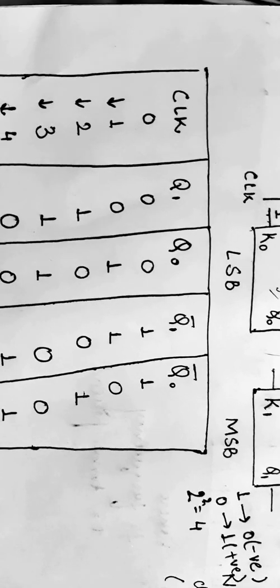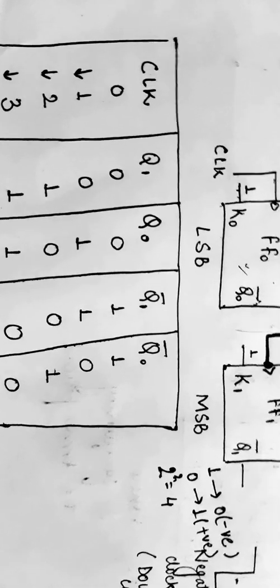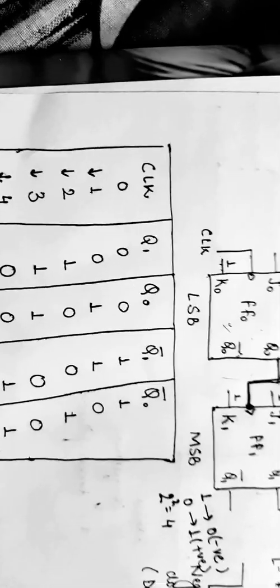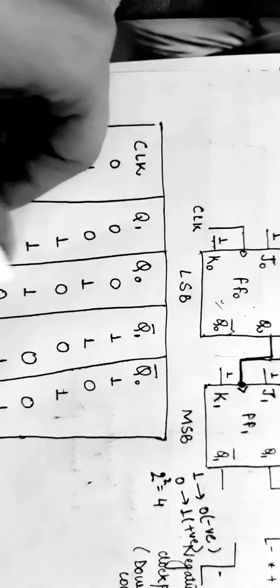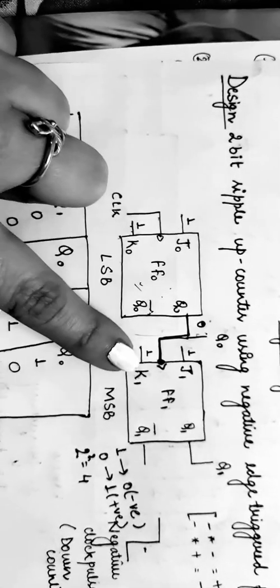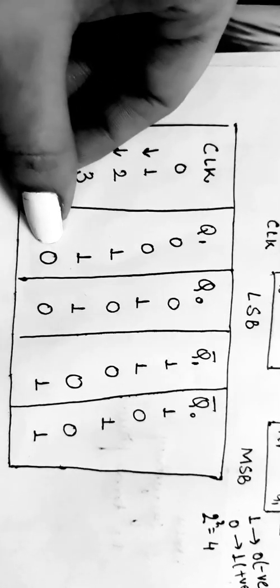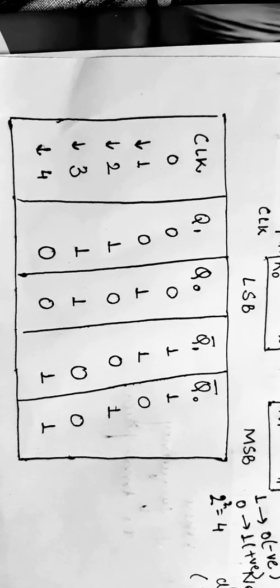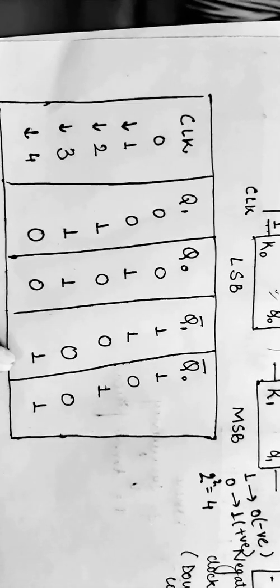Clear? Now when we apply the fourth clock pulse, we see over here, at Q0 we'll get the complement of it, that is 0. Now here we see the transition is from 1 to 0, that is negative, and we have a negative edge triggered flip-flop. So what was the previous output? It was 1. We will get the complement of it, that is 0. Clear? So we can say that when your Q0 is 0, your Q0 bar is 1, and when Q1 is 0, your Q1 bar will be 1.